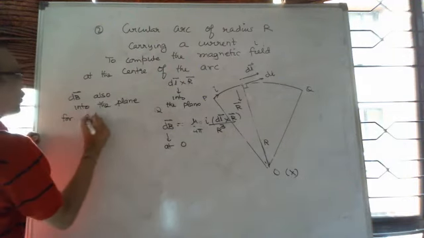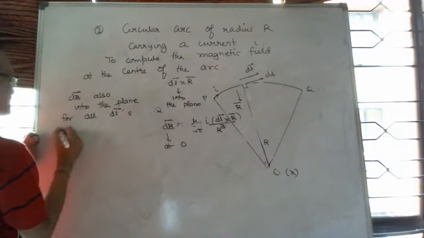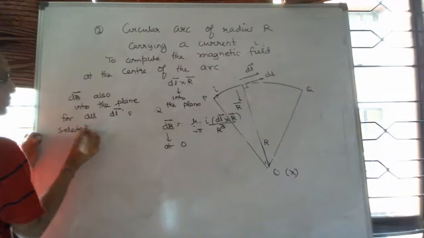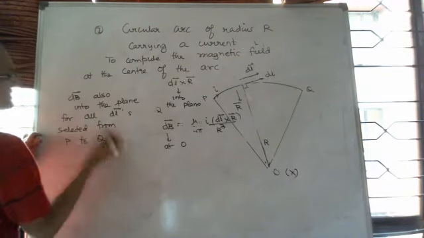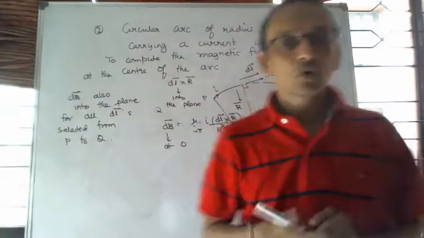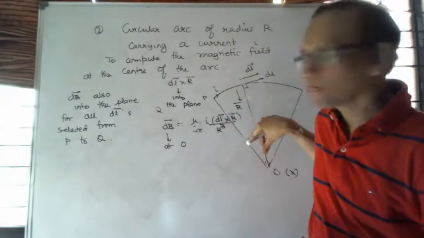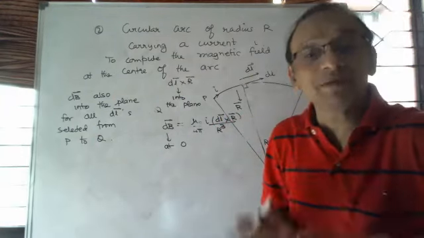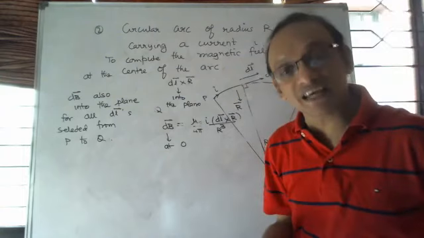For all dLs selected from P to Q, all the dBs will be into the plane of the board, right? Yes, sir. All dBs are in the same direction? Yes, sir. Can I add the dBs like I add scalars? Yes, sir.